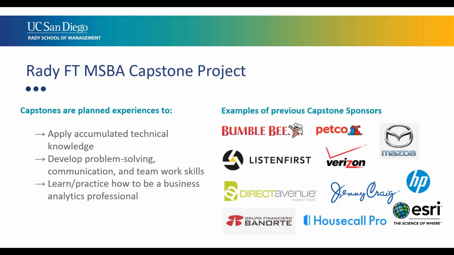Miram and Certona, you don't see them on this list, but those are also digital marketing companies here in San Diego that tend to offer a project. Bumblebee is a food company, a seafood company based here in San Diego. HP, Mazda in the auto industry, Banorte in the financial industry, Jenny Craig in weight management and health. So a wide variety of projects and their sponsors. And now we're going to look at some of the projects.